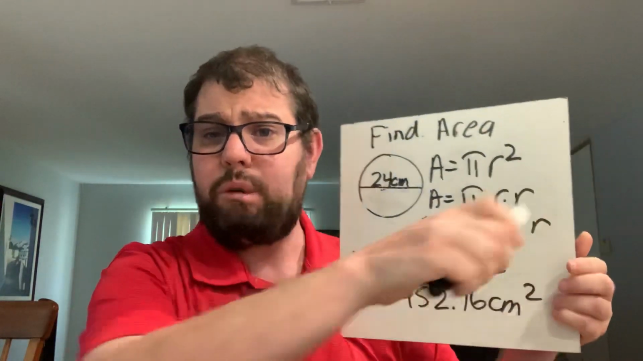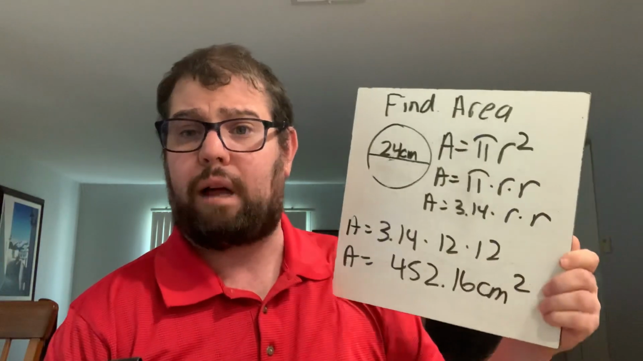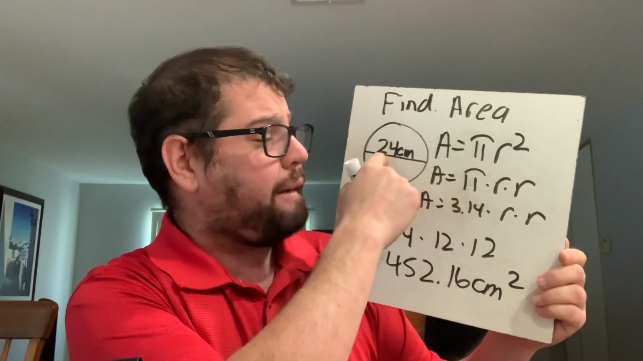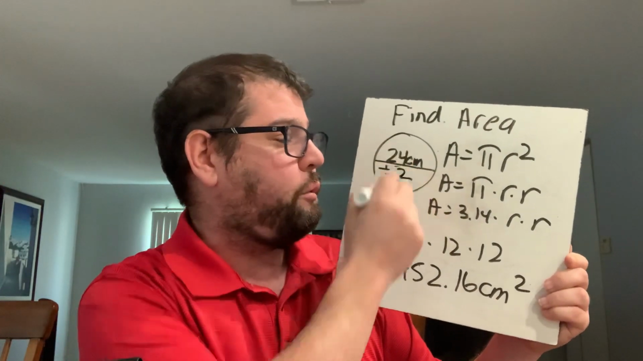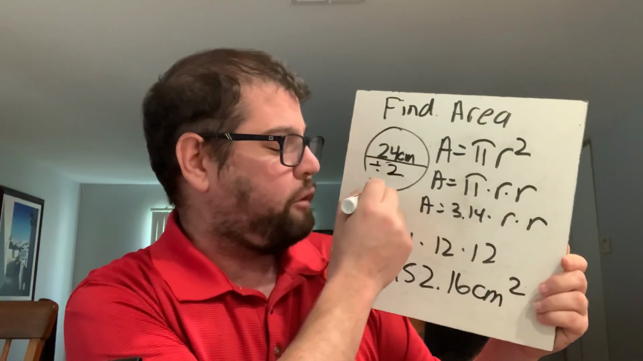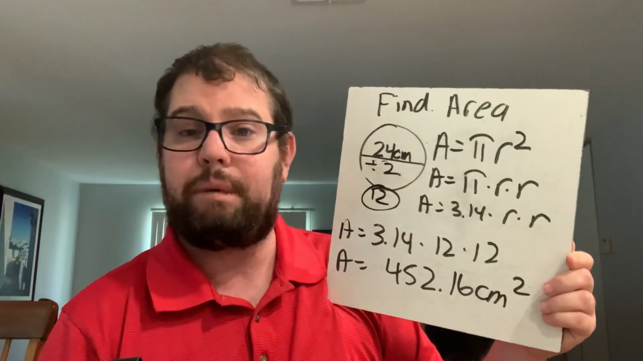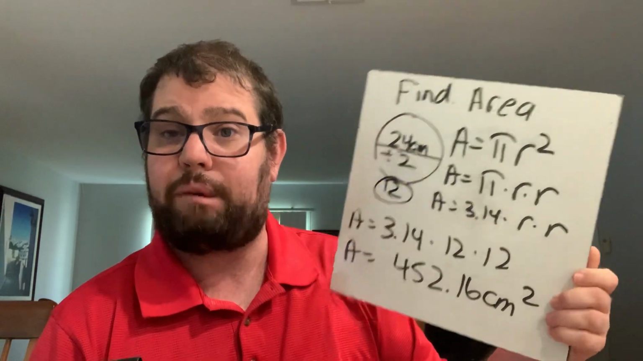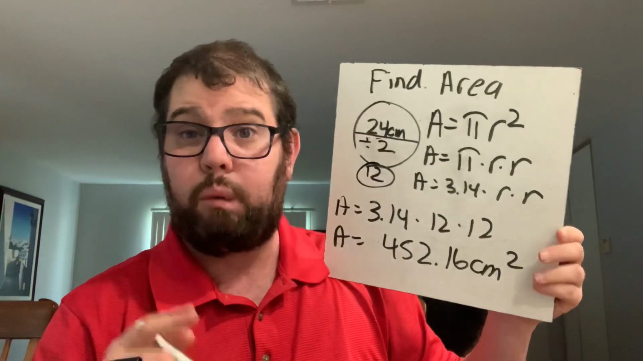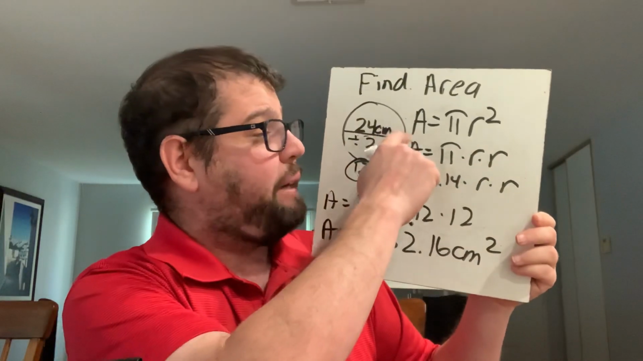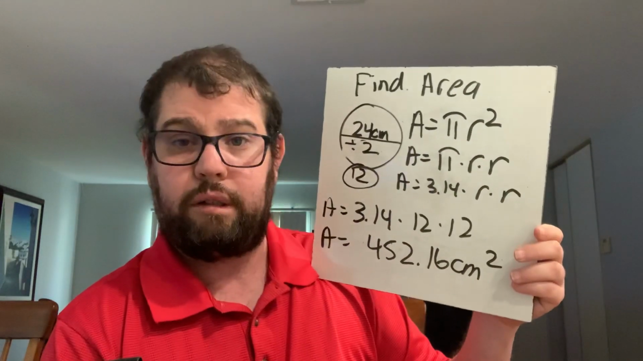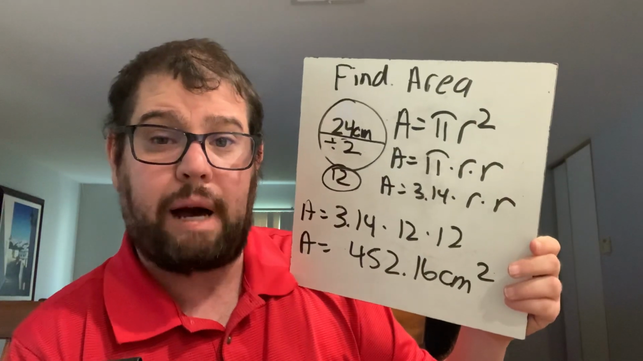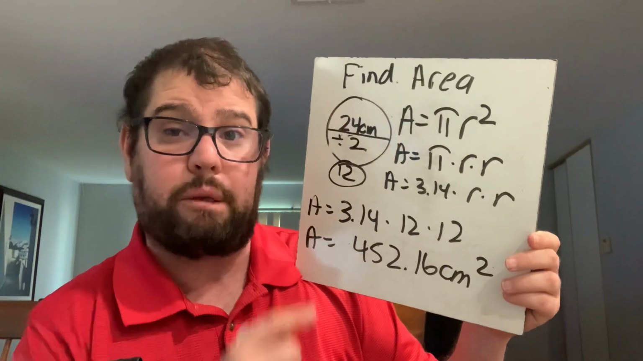So what I would do, whenever I see a picture with a whole line, I would automatically take that whole line and divide it by 2. 24 divided by 2 is 12, and I'm going to know that is how I find my radius. Now, once I've done that, I have area equals pi r squared, which is area equals pi times r. Remember, that's what it means.